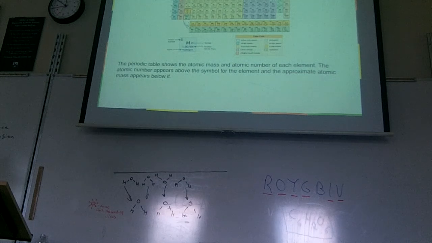This column over here has 3. This has 4. This has 5, 6, 7. And all of these have 8 valence electrons. Do you guys remember that from chemistry? These are called the noble gases.